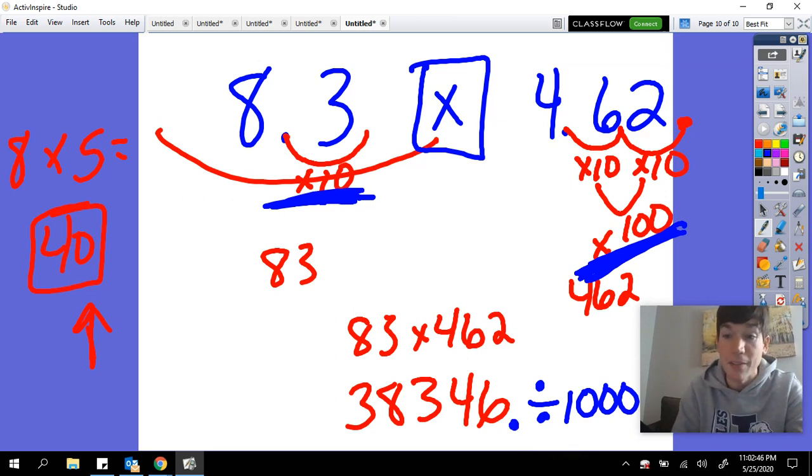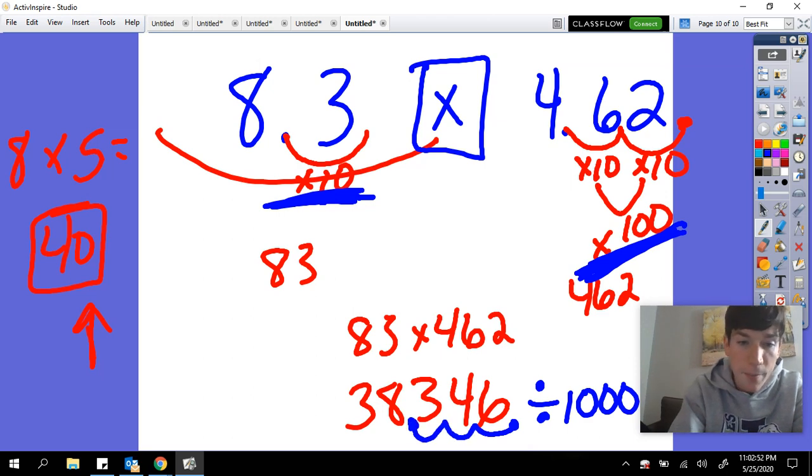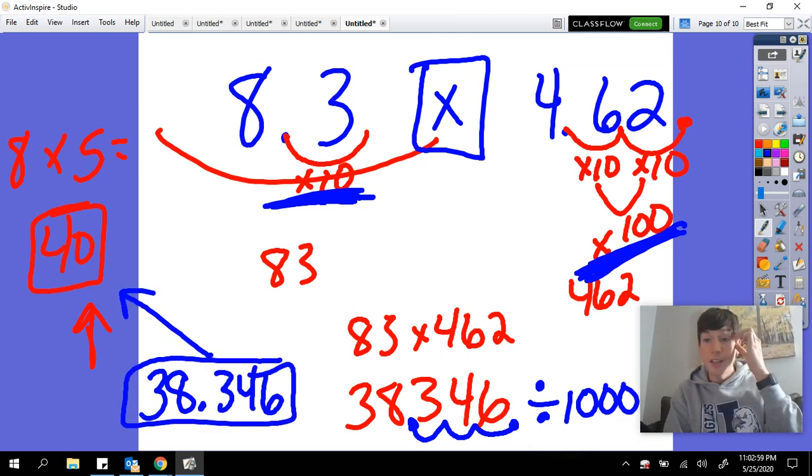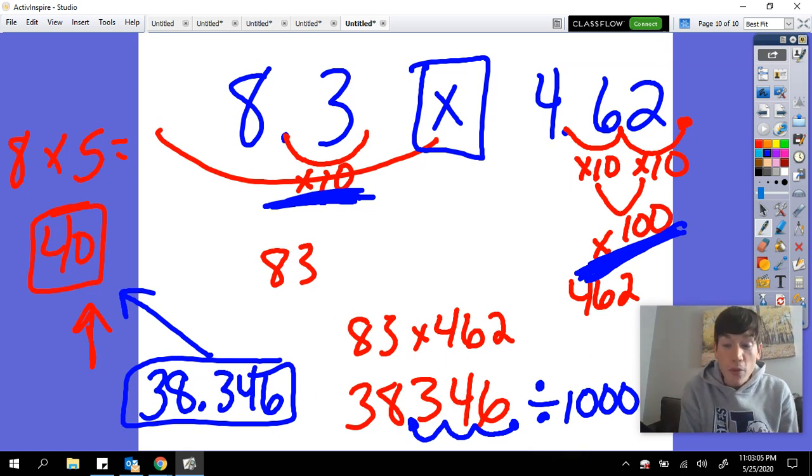Whole number, my decimal goes to the end. To divide by 1,000, I'm going to move it back 3 times, and I end up with 38 and 346 thousandths, which is really close to being 40. Now, using this idea of multiplying and dividing by tens, hundreds, or thousands, we can make decimals into whole numbers, which are really easy to multiply and divide by, and then we can just move the decimal back in the end. Think about how we can use this, and we're going to look at some practice examples today.